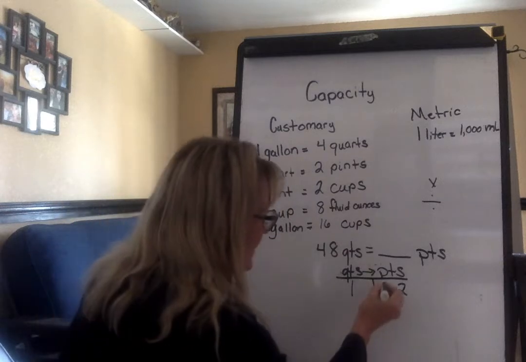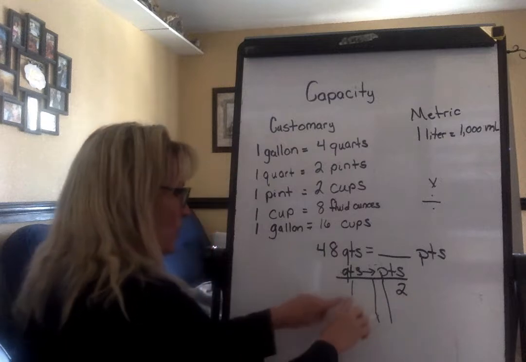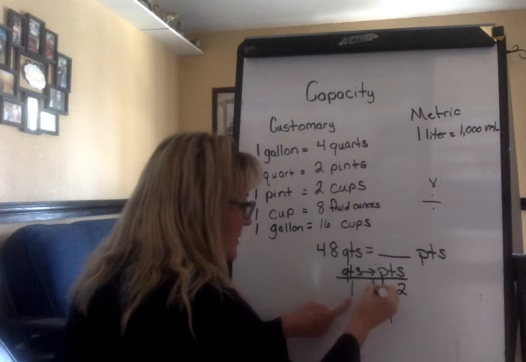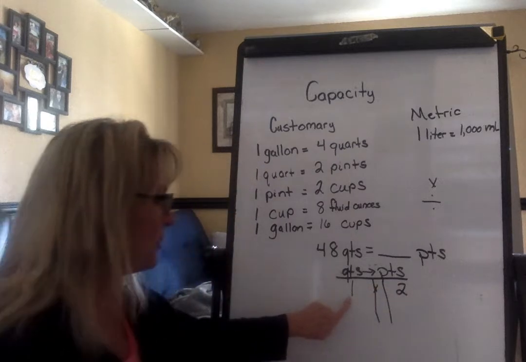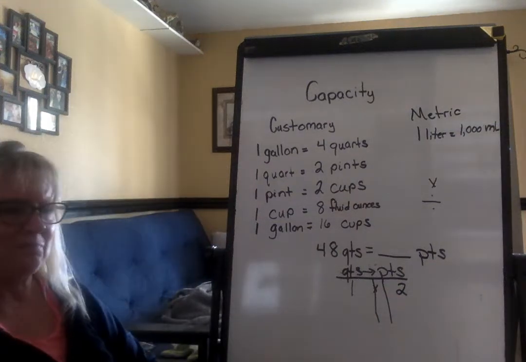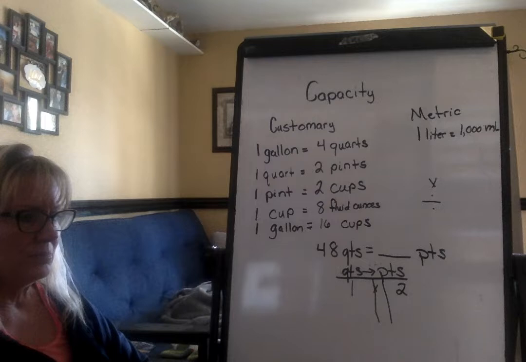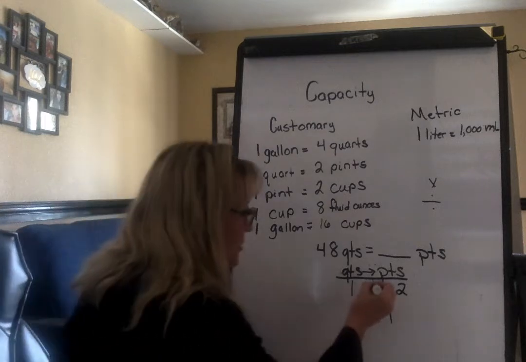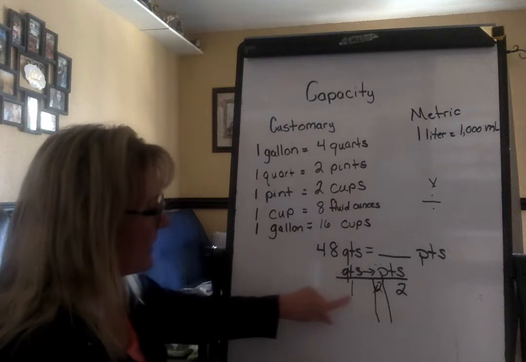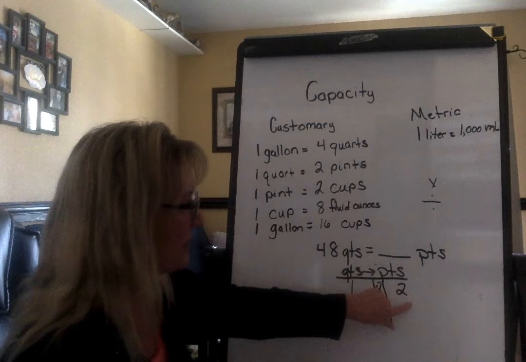Now, I'm trying to decide, did I multiply to get that, or did I divide? Well, I went from 1 to 2. It got bigger, so I multiplied. So I already know to change quarts to pints, I'm going to multiply. Well, what do I multiply 1 by to get 2? 1 times what would give me 2? If you said 2, you'd be right. So I'm going to put my 2 in there. Oh, my rule is however many quarts I have, I times it by 2, and that'll tell me how many pints.